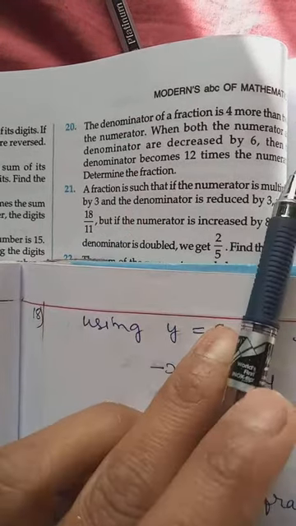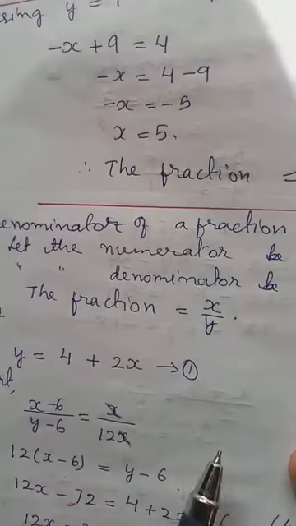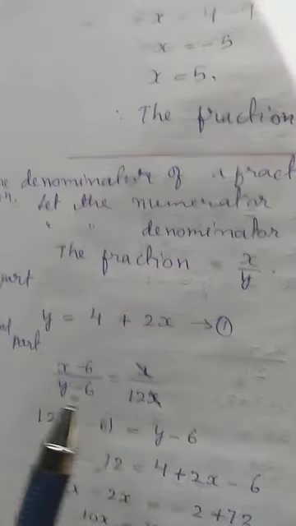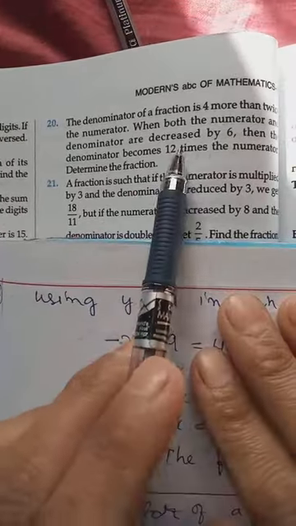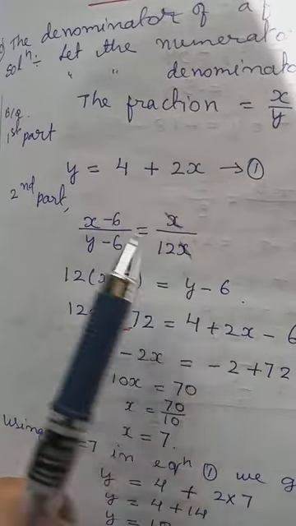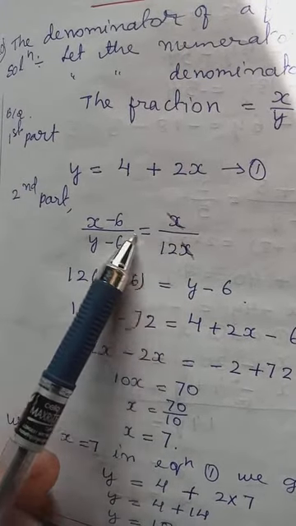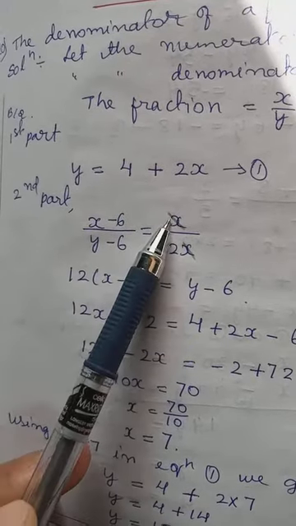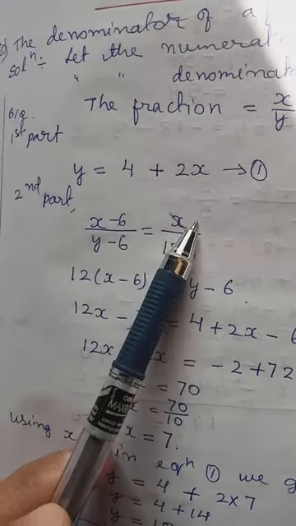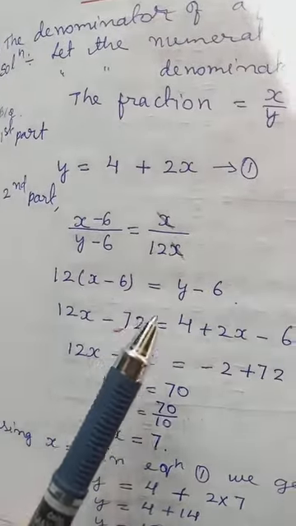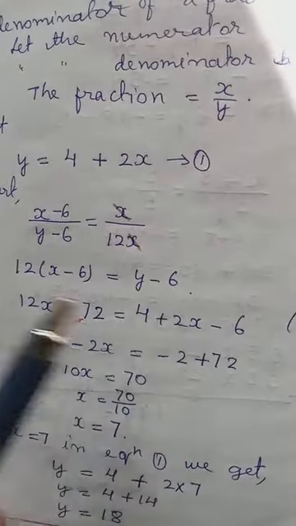Then what happened to the fraction? The numerator remains as it is, that means it remains x. But the denominator, they say it becomes 12 times the numerator, so it will become 12x. So x here we can cancel, then we can cross multiply. 12 multiply this side, here 1, y minus 6 into 1. So 12 into x, 12x, 12 into 6, 72. We have y minus 6.